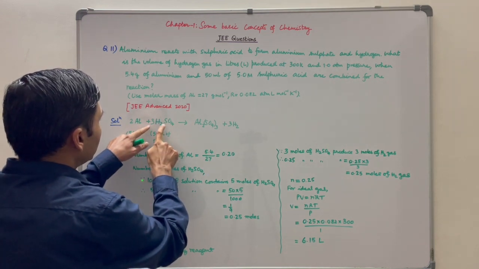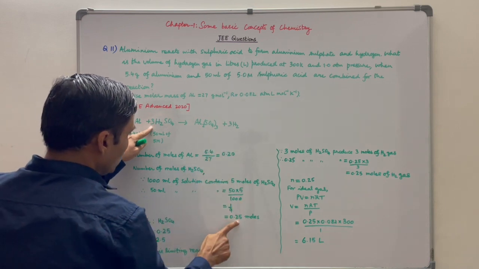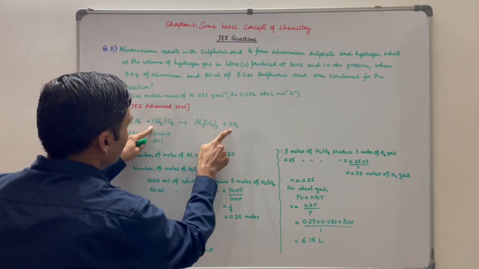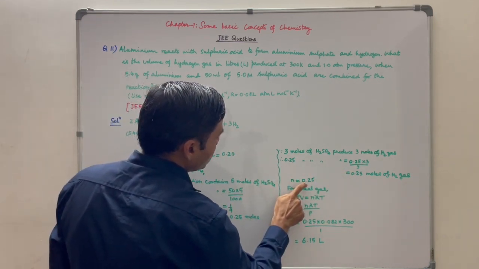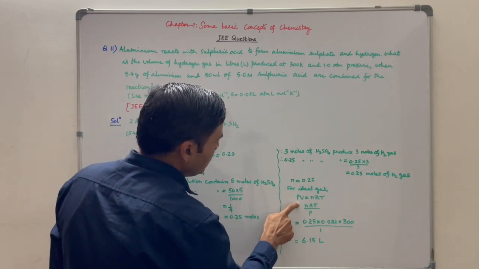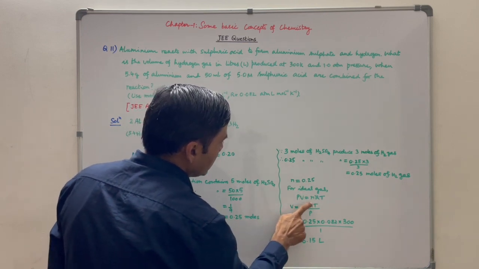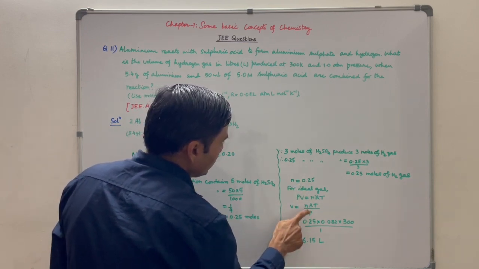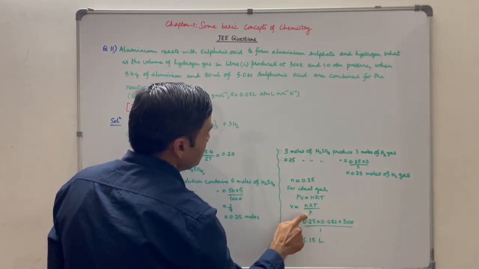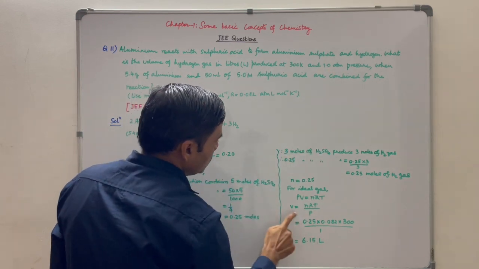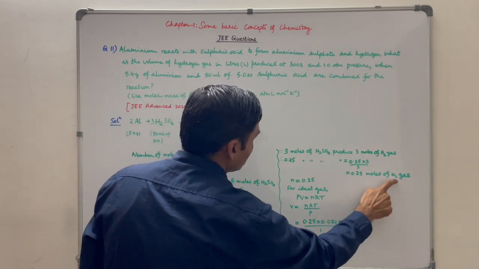Now we will say that 3 moles of H2SO4 produce 3 moles of hydrogen gas. So 0.25 moles of H2SO4 will produce 0.25 moles of H2 gas. So our n is equal to 0.25. For ideal gas, PV is equal to nRT, where n is number of moles of gas. So V is equal to nRT upon P. n is 0.25, R is given as 0.082, T is given as 300 Kelvin, and P is given as 1 atmospheric pressure. So V comes out to be 6.15 liter. That is volume of hydrogen gas produced.